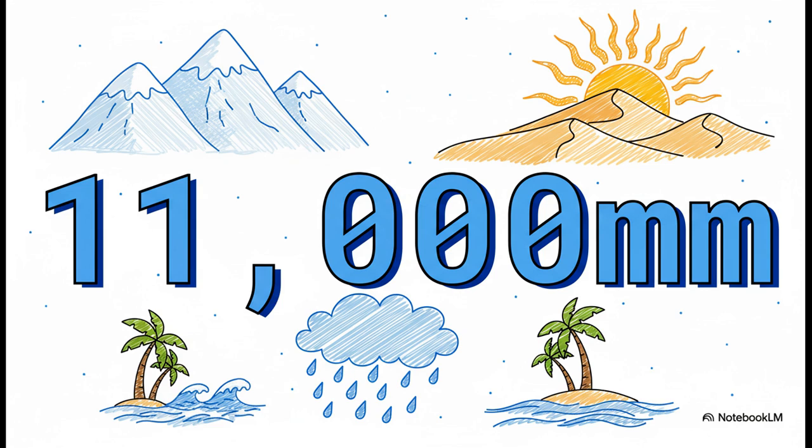This is a mind-blowing fact. There's a village in Mawsynram called Mawsynram. It gets over 11,000 millimeters of rain every year. That's the highest rainfall anywhere on planet Earth. Just try to imagine that.